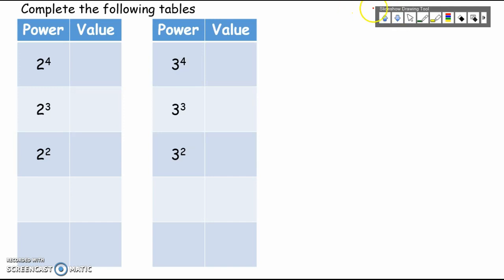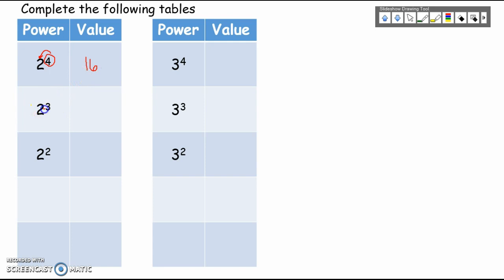So let's start over here with our lovely 2 to the 4th power and try to figure out what the value is. Well, we know the 4 tells us how many times we're going to multiply the 2 times itself. So that will really be written out as 2 times 2 times 2 times 2. And 2 times 2 is 4, times 2 is 8, times 2 is 16. So the value of 2 to the 4th is 16.